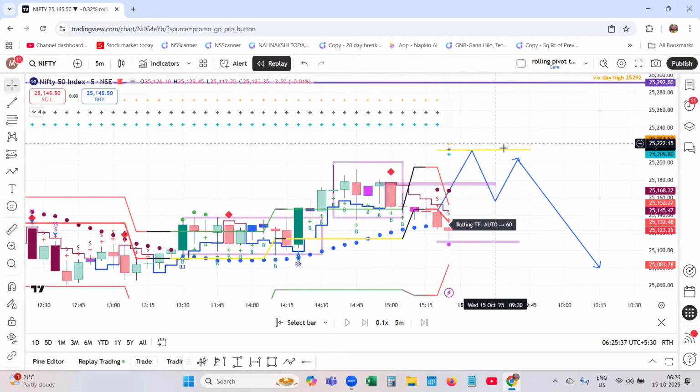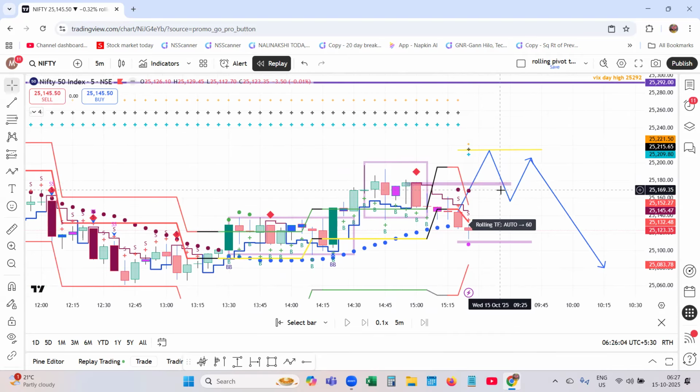In the opening bell, have a little patience, then you will get a proper trade. With the indicator, this is a very superior indicator. You should understand the concept behind this indicator and take the trade properly. This is what can happen this morning. That's why I'm making this video.